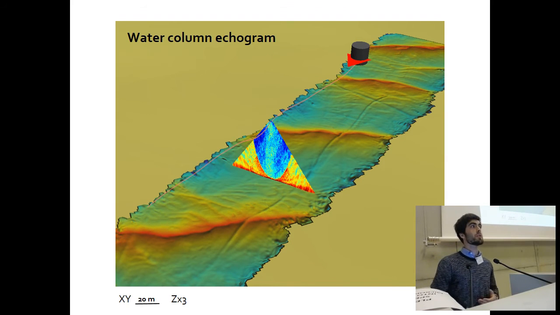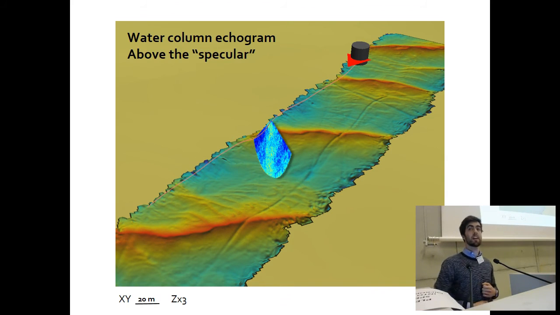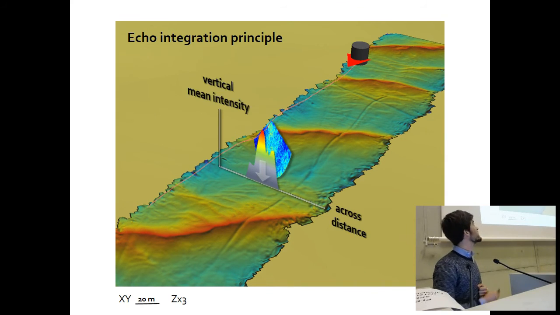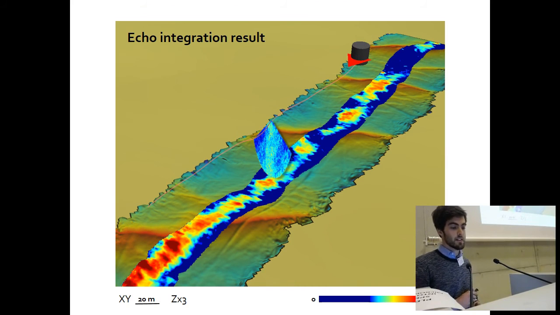If you want to look at it in a more mathematical way for further processing, we first have to filter out the interference. So we have side lobe interference and multiples, so that's all the red and the yellow. We filter that out, and then next we do some sort of echo integration, in which we take the vertical mean intensity and then project this onto a grid, which gives this, and this is a map of the intensity of the plume.